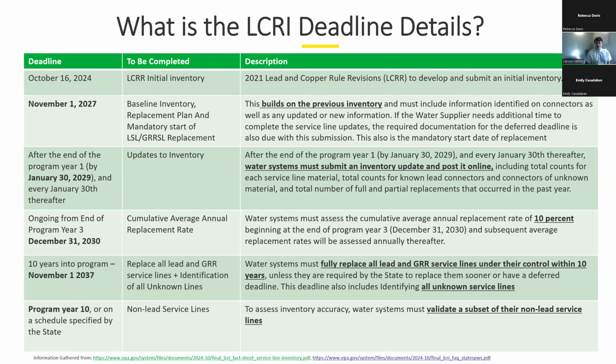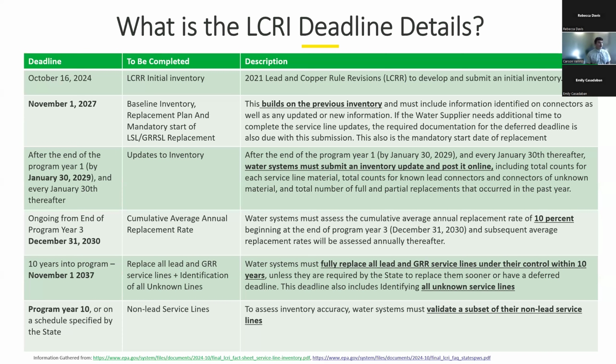At the end of the year three of the program, so somewhere around the December 31st, 2030 area, the cumulative average will be taken. So we've had 3 years of the mandatory start of this lead service removal. At this time, it's allowing people to kind of get their footing under them, figure out what's the best way to tackle this, meet the challenges that may arise initially. And at that 3-year mark, they will be conducting to make sure that there is a cumulative average replacement rate of 10%. After that 3-year plan, subsequent average replacement rates of 10% need to be assessed annually after that.